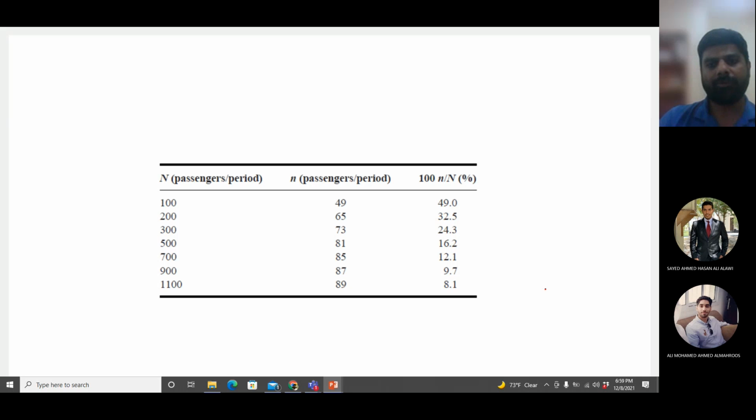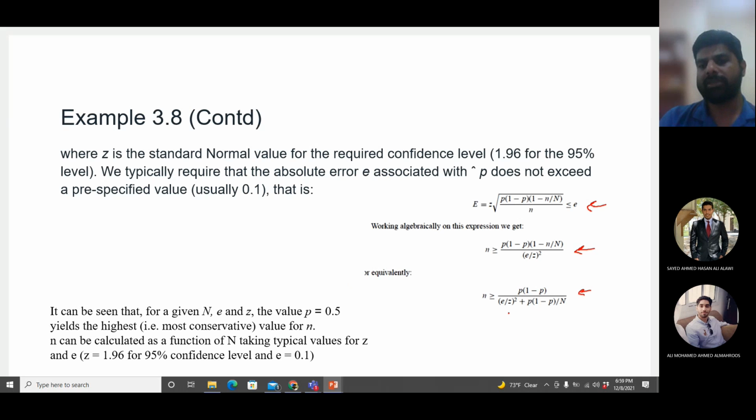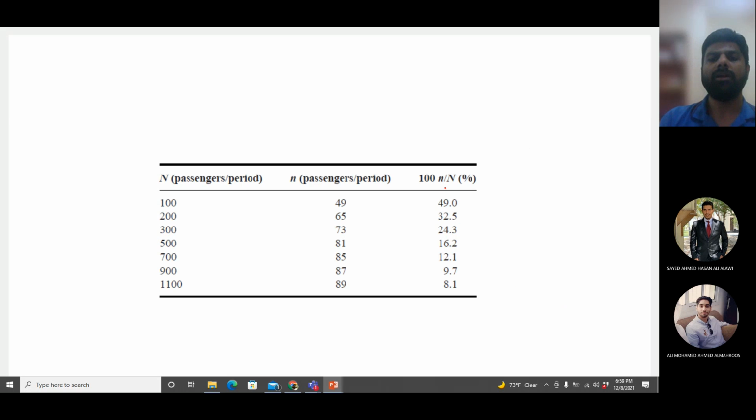Okay, so using this equation, you can try different values. You can keep z for 95% confidence, which is 1.96, and you can keep e as 0.1. So e and z are fixed, and then you can put the value of capital N, how many people are traveling from the station. Remember, capital N is the number of cars traveling past your observation point, and you can calculate the value of small n.